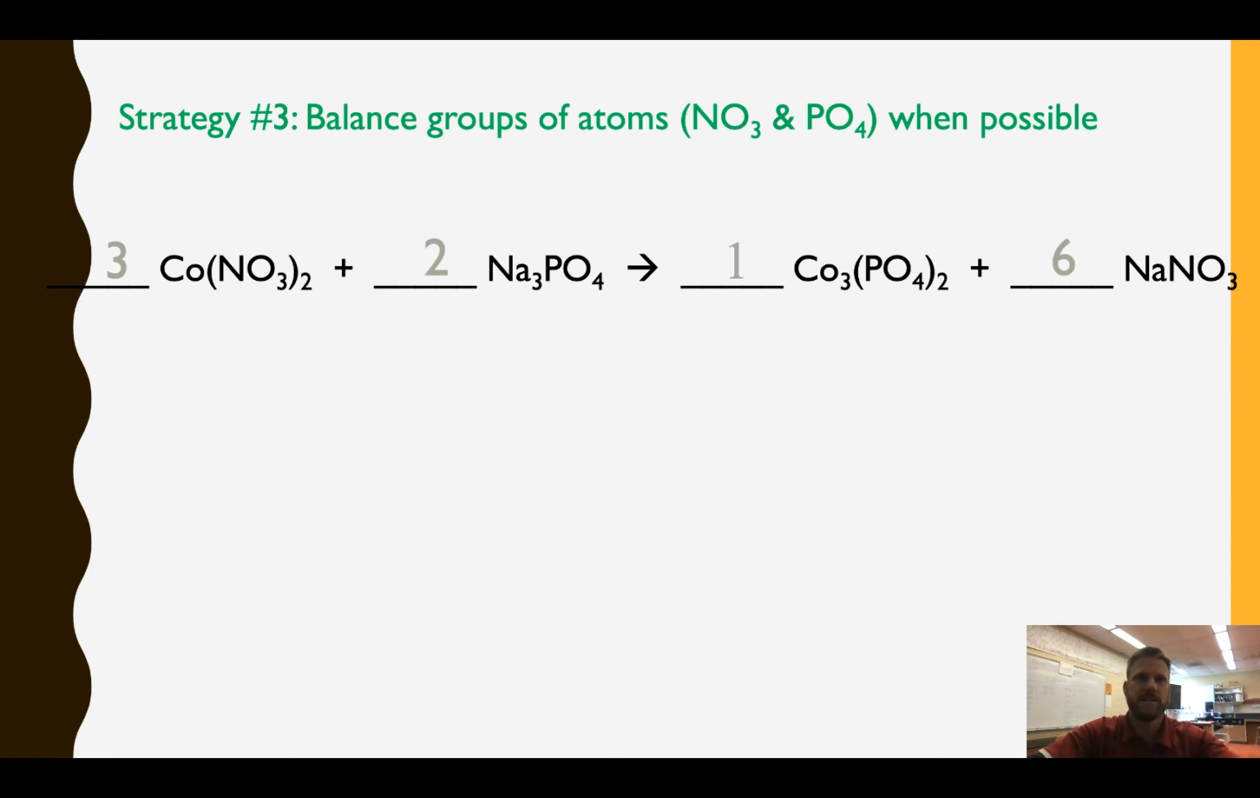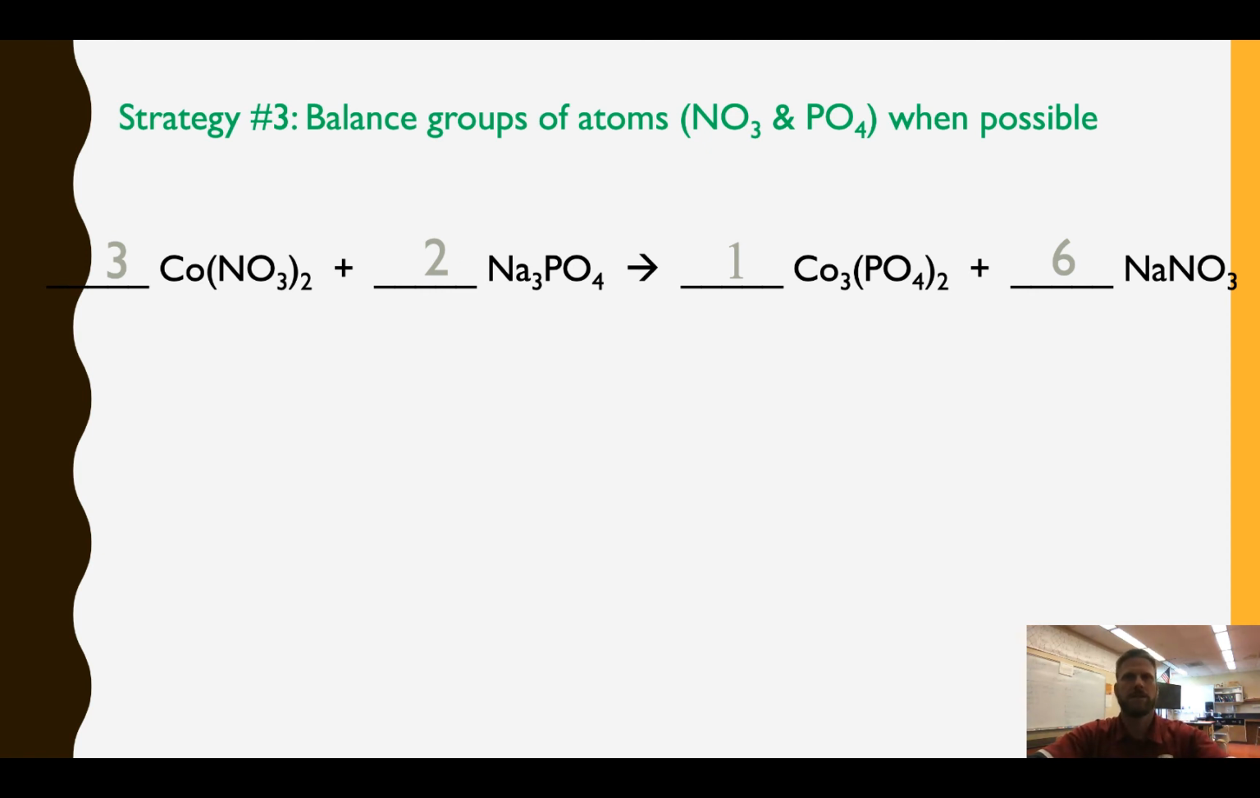We better check to see that sodium atoms are balanced as well. On the reactant side, we have 6 sodium atoms. 2 times 3 equals 6. And on the product side, we have 6 Na atoms. 6 times 1 equals 6. This nasty reaction is balanced. Using strategy 3 took a complicated reaction and made it easy.